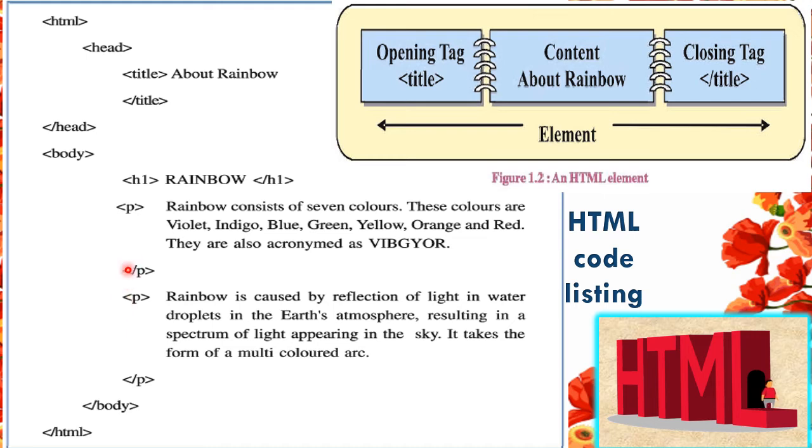H1 tag refers to heading, then rainbow and end of heading tag. Similarly, contents available between P and /P is identified as paragraph. This is start of paragraph and this is end of a paragraph. Again, this is start of another paragraph and this is end of that another paragraph.